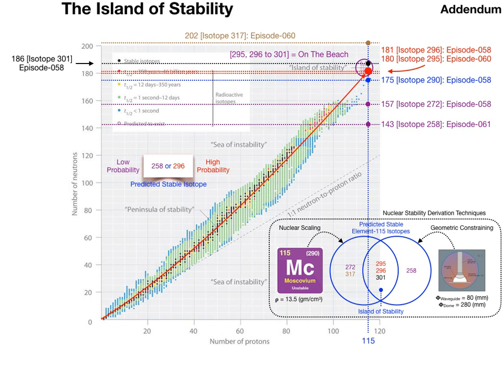Consequently, we predict 2 potential stable isotopes of element 115 exist, that is, isotope 258 and 296. We consider the 258 isotope to constitute a low probability of existence, whilst we consider the 296 isotope to constitute a high probability of existence. It should also be noted that our final 2 stable isotope positions represent a merger of fundamental particle physics, that is, the EGM construct, nuclear physics, and standard electromagnetics.